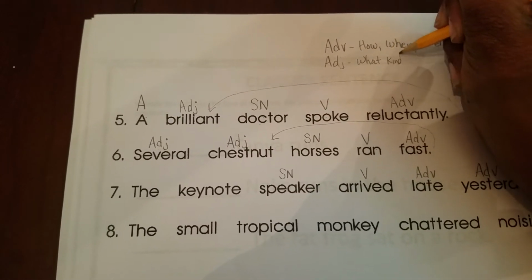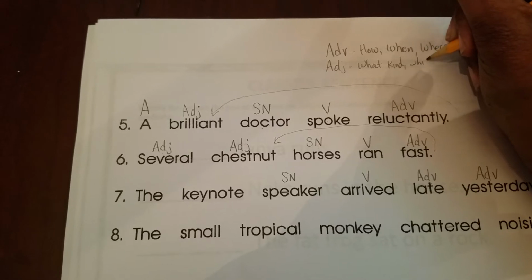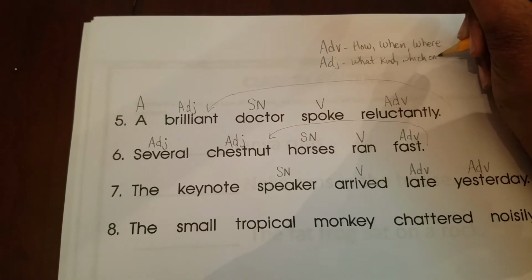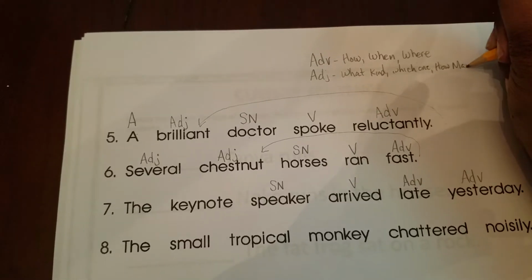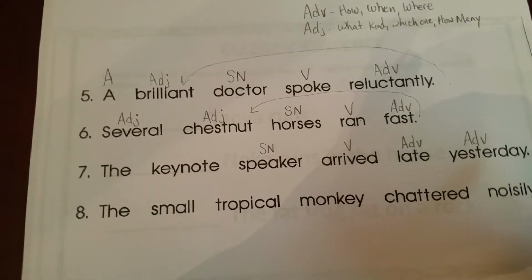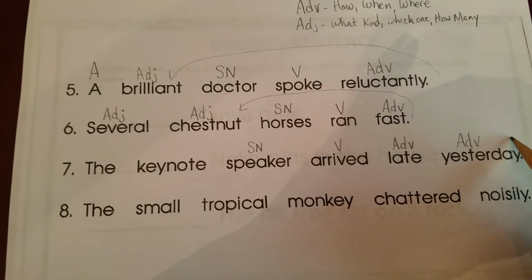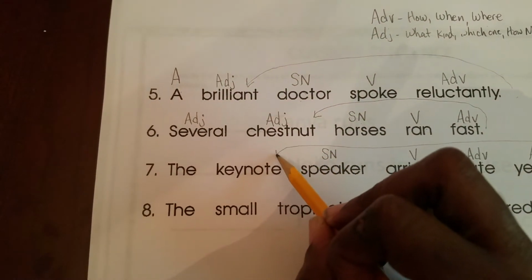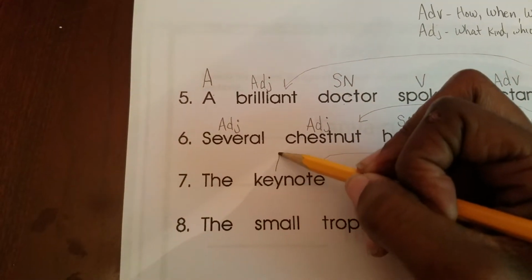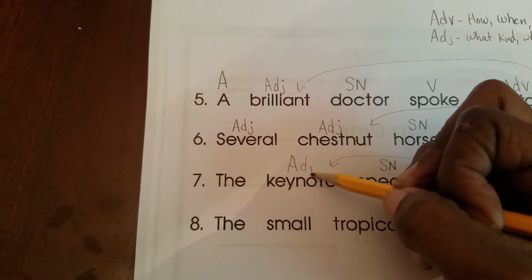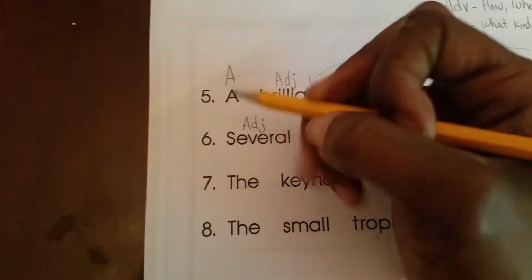What kind? Which one? How many? There we go. All right, we got to the end of our sentence. Let's jump back over. What kind of speaker? Keynote. Adjective. The, article adjective.